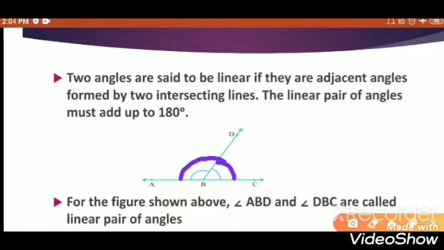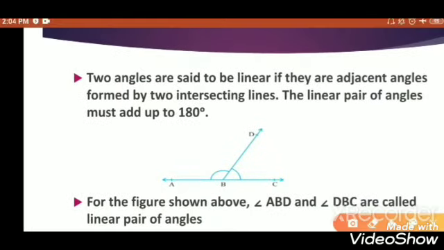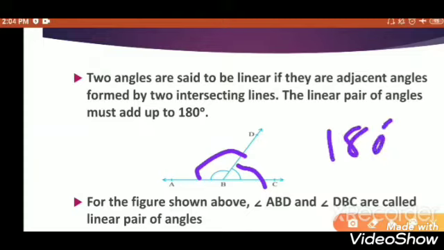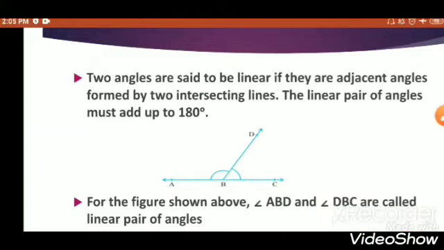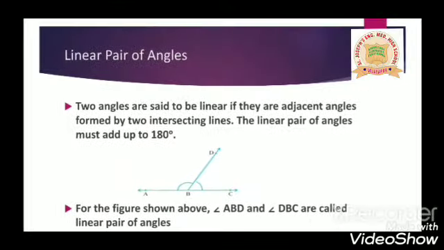For example, if you see the figure, ray BD is standing on the line AC. Now if it is standing there, this angle plus this angle, if you add them, should be equal to 180 degrees. Such angles you call a linear pair of angles. ABD and DBC are a linear pair here, because if you add them, you are going to get 180 degrees.